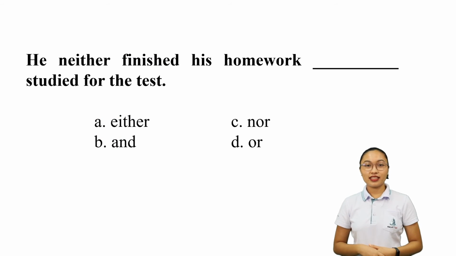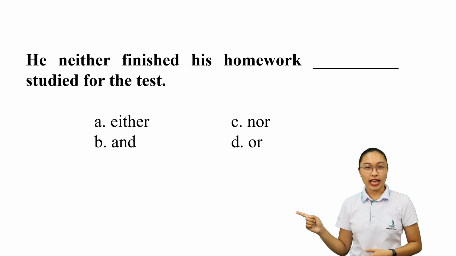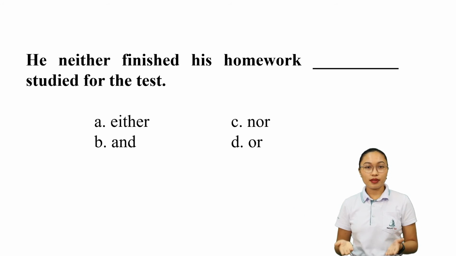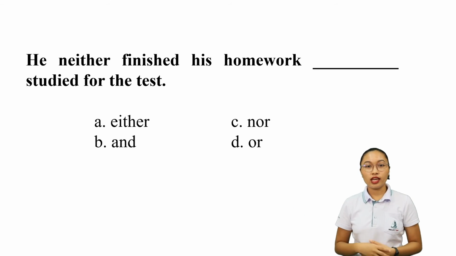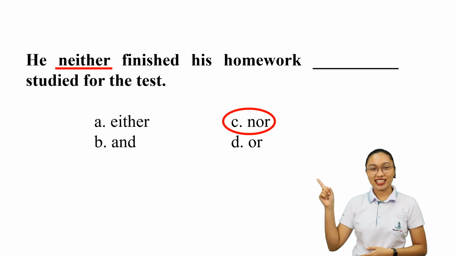Second, he neither finished his homework, blank, studied for the test. A, either; B, and; C, nor, or D, or. Similar to the previous item, here we have an obvious clue, which is neither, leading us to its paired conjunction, nor. Clearly, the answer is letter C, nor.